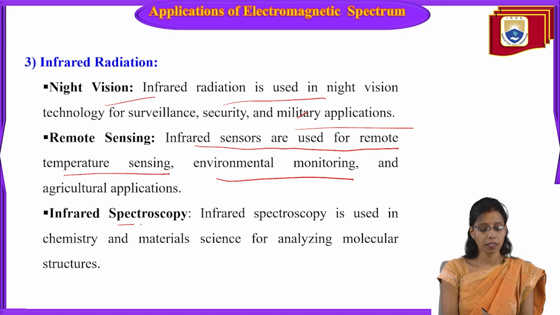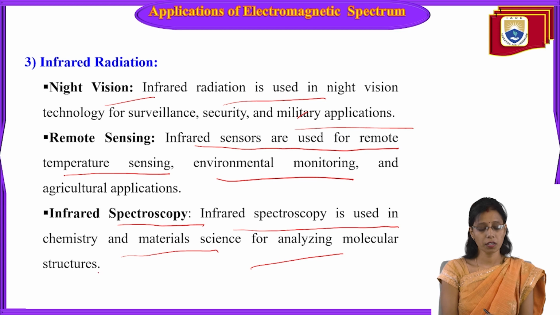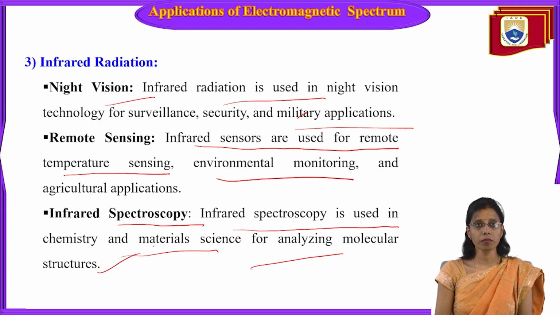Now, infrared spectroscopy. Infrared spectroscopy is used in chemistry and science for analyzing molecular structures. So this is also very helpful in our day-to-day life, like how we use it for security purposes, surveillance, remote sensing, and agricultural purposes. We use it for infrared spectroscopy.